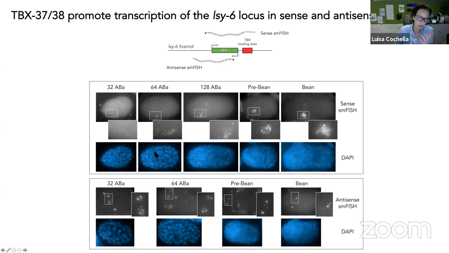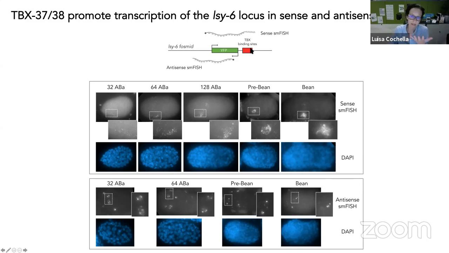So what we saw using this method, I will show you both right away, is that we indeed, at the very early time points, and this is the time point at which TBX37 and 38 come on, already see transcription, a little bit of transcription in the sense direction, but primarily transcription in the antisense direction. And we can see these relatively strong foci in the nucleus that indicate typically the site of transcription. We see that transcription both in the sense and antisense direction, but primarily we think in the antisense orientation, persist through development. And at the end, when the ASE neuron is born, it's filled with sense transcript, but there's not so much antisense transcript anymore.